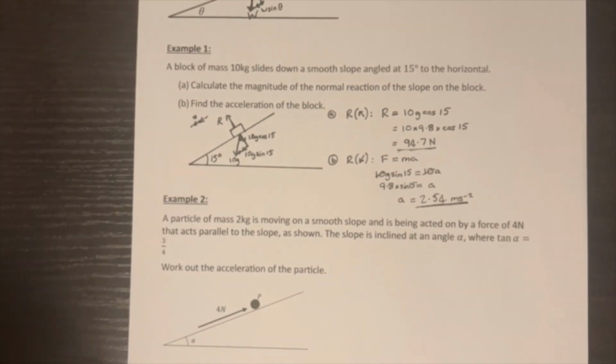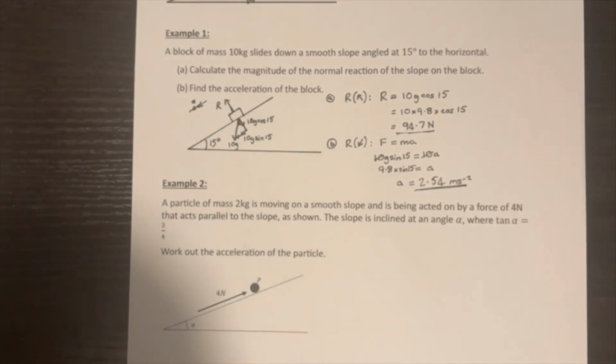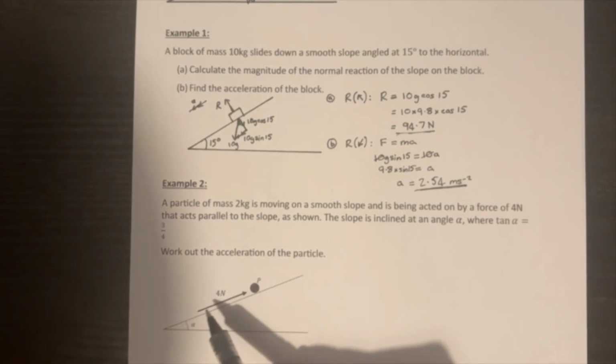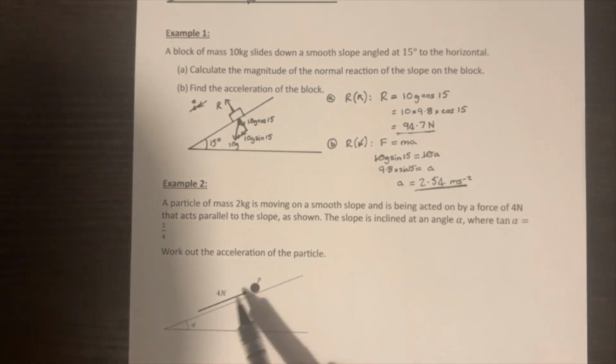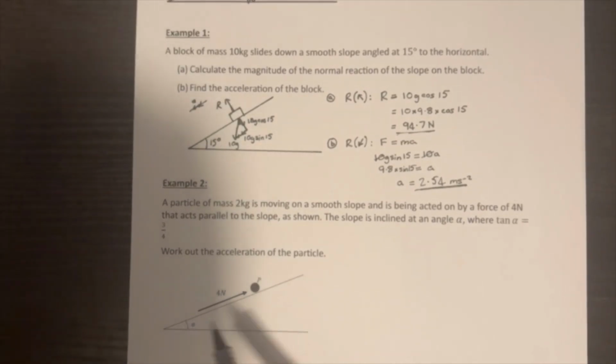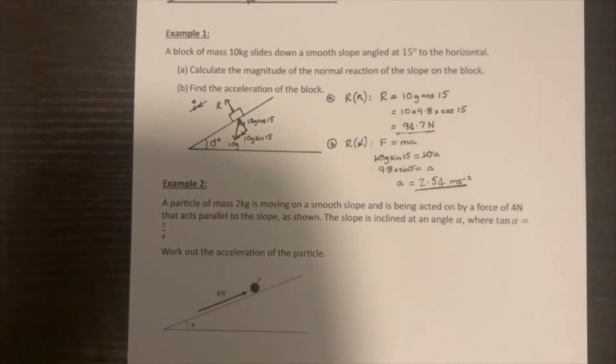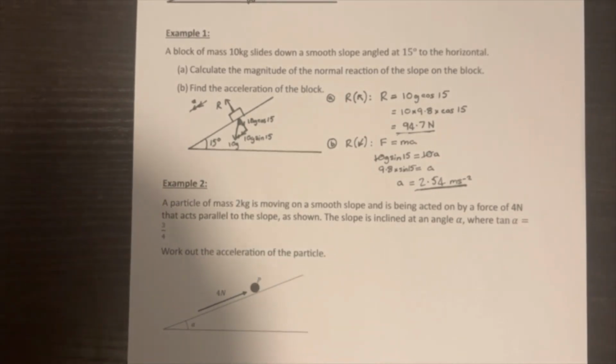Our second example on that one then: a particle of mass 2 kilograms is moving on a smooth slope and is being acted on by a force of 4 newtons that acts parallel to the slope as shown in the diagram. We're told that the slope is inclined at an angle alpha, where tan alpha is equal to 3/4, and we're being asked to find the acceleration of the particle.